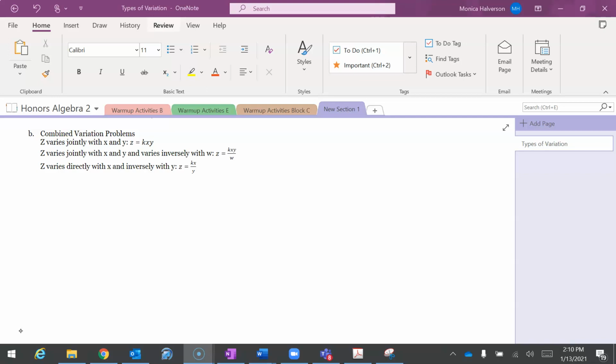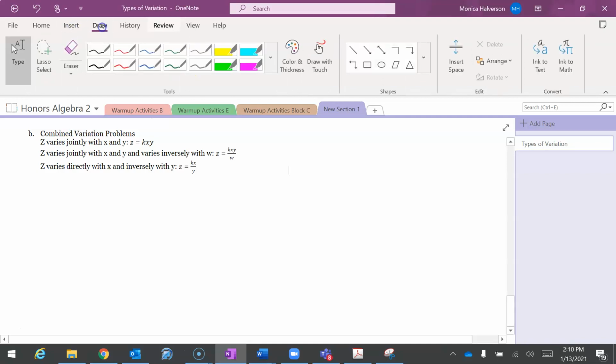If it says it just varies jointly, and there's no other terminology given to you, it means that there is direct variation happening with two other variables. So in this case, z varies jointly with x and y. So z equals kxy.